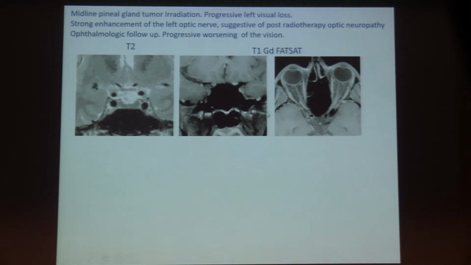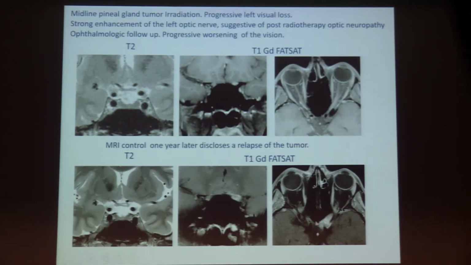And this is an example, my mistake. I thought it was a complication of radiotherapy because the patient went very well. He had been irradiated for a pineal tumor, and there was this little hypersignal on T2 image and a contrast enhancement of the optic nerve. And I said, okay, it's optic neuropathy, it's normal. But 1 year after, it was not radiation neuropathy. It was a relapse of the lesion.